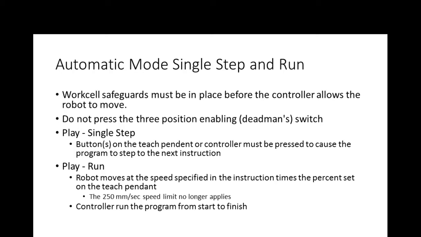Automatic mode, single step and run. Work cell safeguards must be in place before the controller is allowed to move the robot. So what does that mean? You've got to button the cell up, right? You've got to close the doors, right? You'll understand that. None of these robots will run if you switch it out into automatic mode. Teach mode, the intent is for you to be able to get into the work cell with the robot. They're not active, which makes sense.